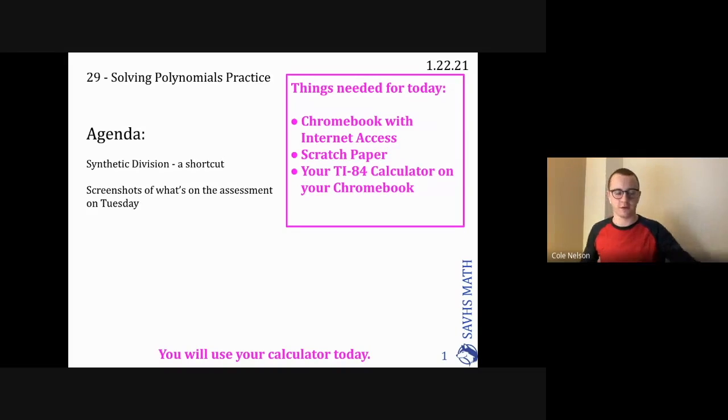So we have just a couple of little short things to do today, and then we'll split out into breakout rooms so that you can get some work done and some practice done. So super simple day, but yeah, a couple of things that we need to get through.